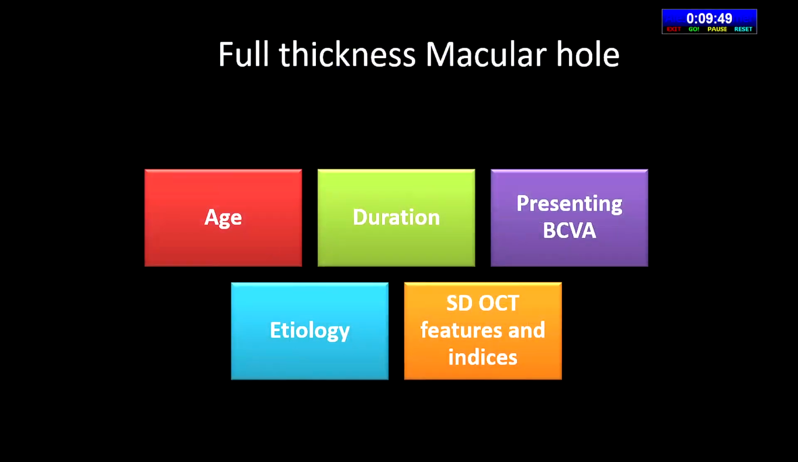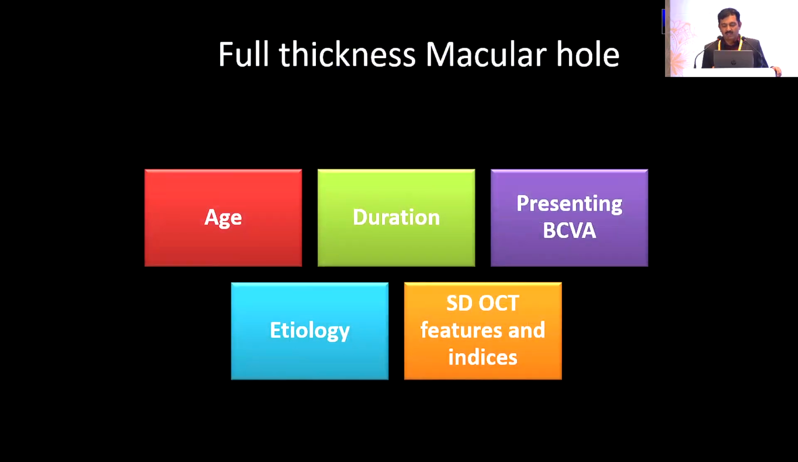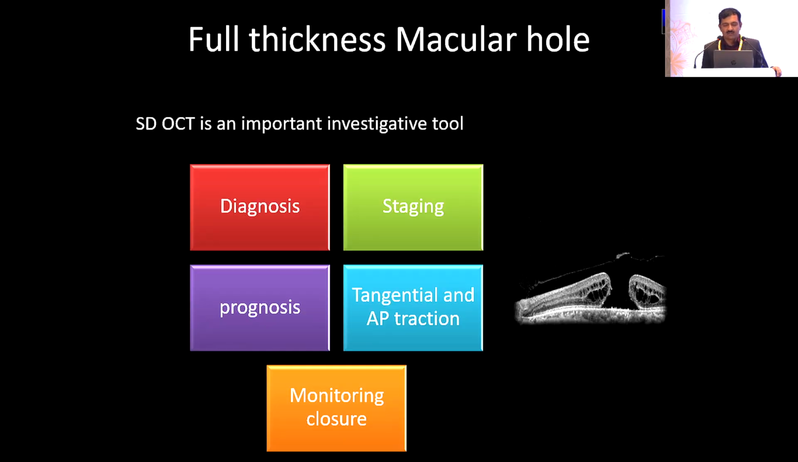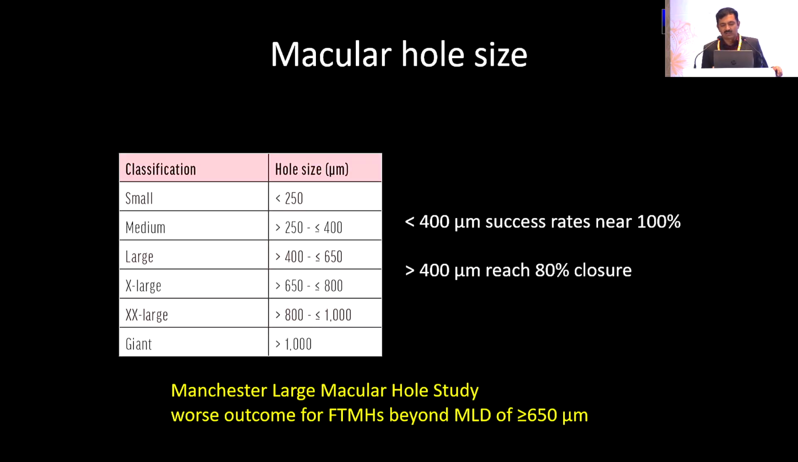Thank you. Good morning, everyone. I'll be talking to you about algorithmic approach and decision making in surgical macular conditions. Let me focus on a few of the common surgical conditions like full thickness macular hole, lamellar hole, VMT, epiretinal membrane, and myopic traction maculopathy. With regard to the full thickness macular hole, many factors you need to consider. One is the age, the duration of the macular hole, etiology, and of course the most important thing being the spectral domain OCT features and the indices. Spectral domain OCT is the key investigation which helps in diagnosis, staging and assessing the prognosis, monitoring the response to treatment and assessing the tangential and the anterior posterior tractions.